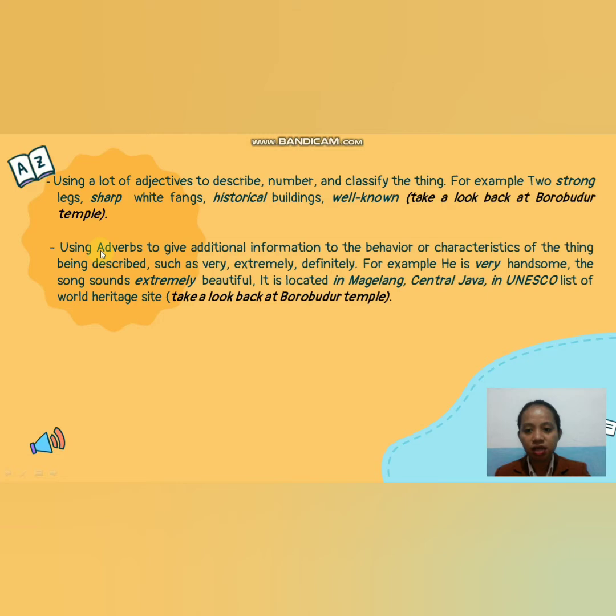And then, use adverbs to give additional information about the behavior or characteristics of the thing being described, such as very, extremely, definitely. For example, very, extremely. In Magelang, Central Java, here is an adverb of place. In UNESCO here is an adverb too. And in Magelang and Central Java, it is an adverb of place. And we can know that it is in the text. The text here is Borobudur Temple.